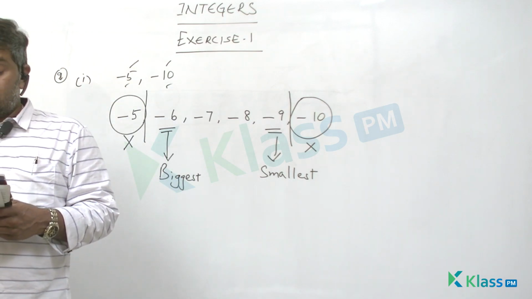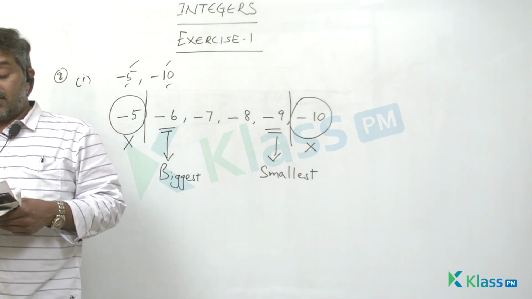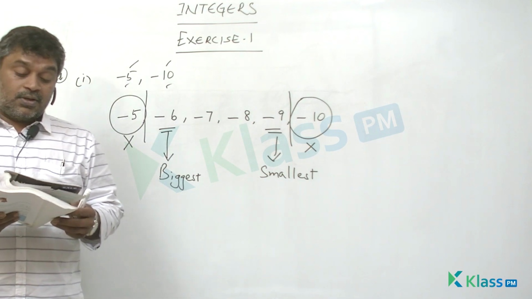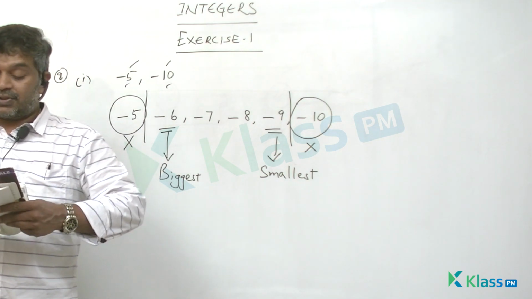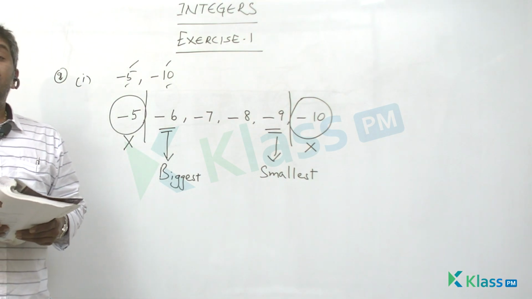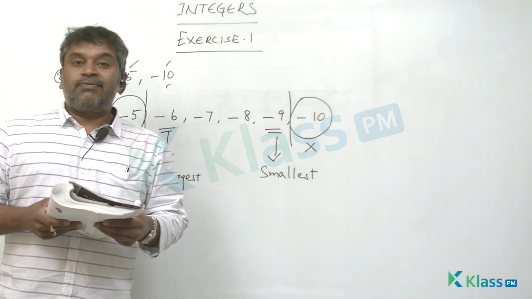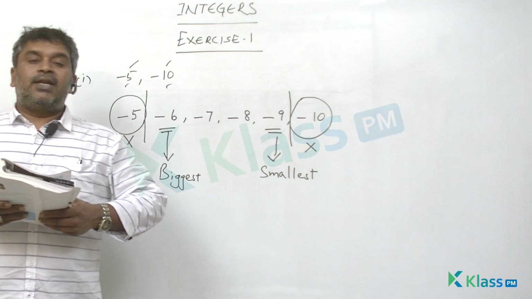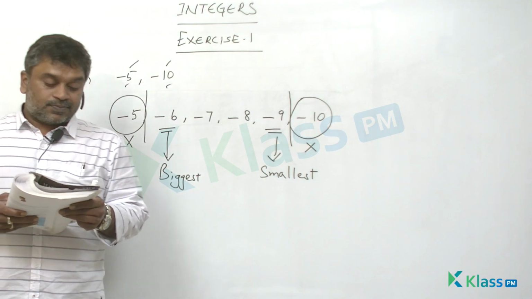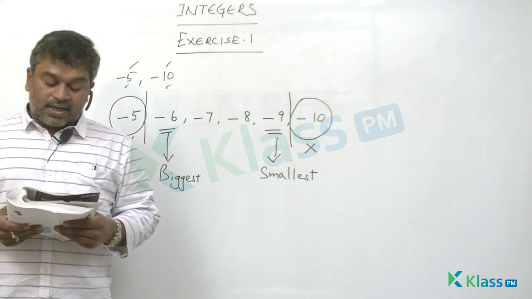3 and minus 2, minus 8 and 5. Between 3 and minus 2, the numbers are 2, 1, 0, minus 1. Amongst them, you can find the biggest and smallest very easily. In the same way, you can execute the third example also, and if you have any doubts, go through the description once. And the third question: write the following integers in ascending order.